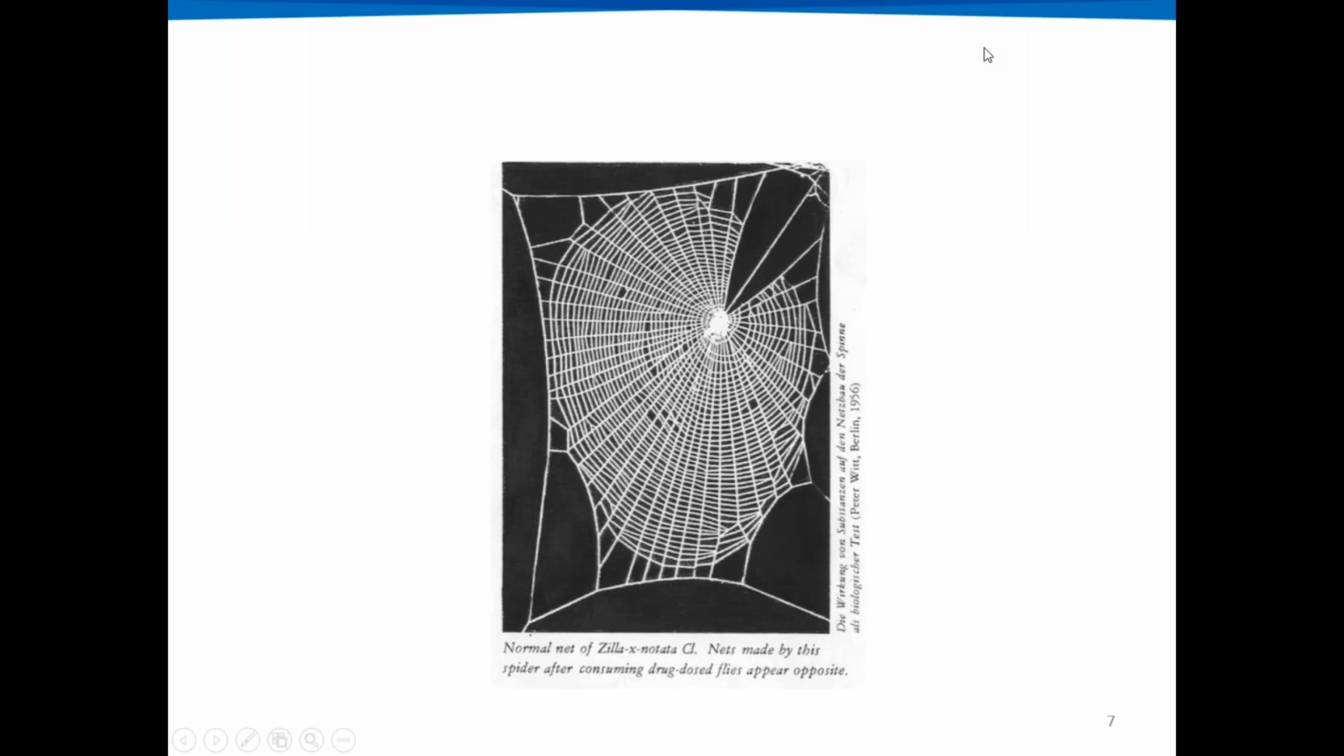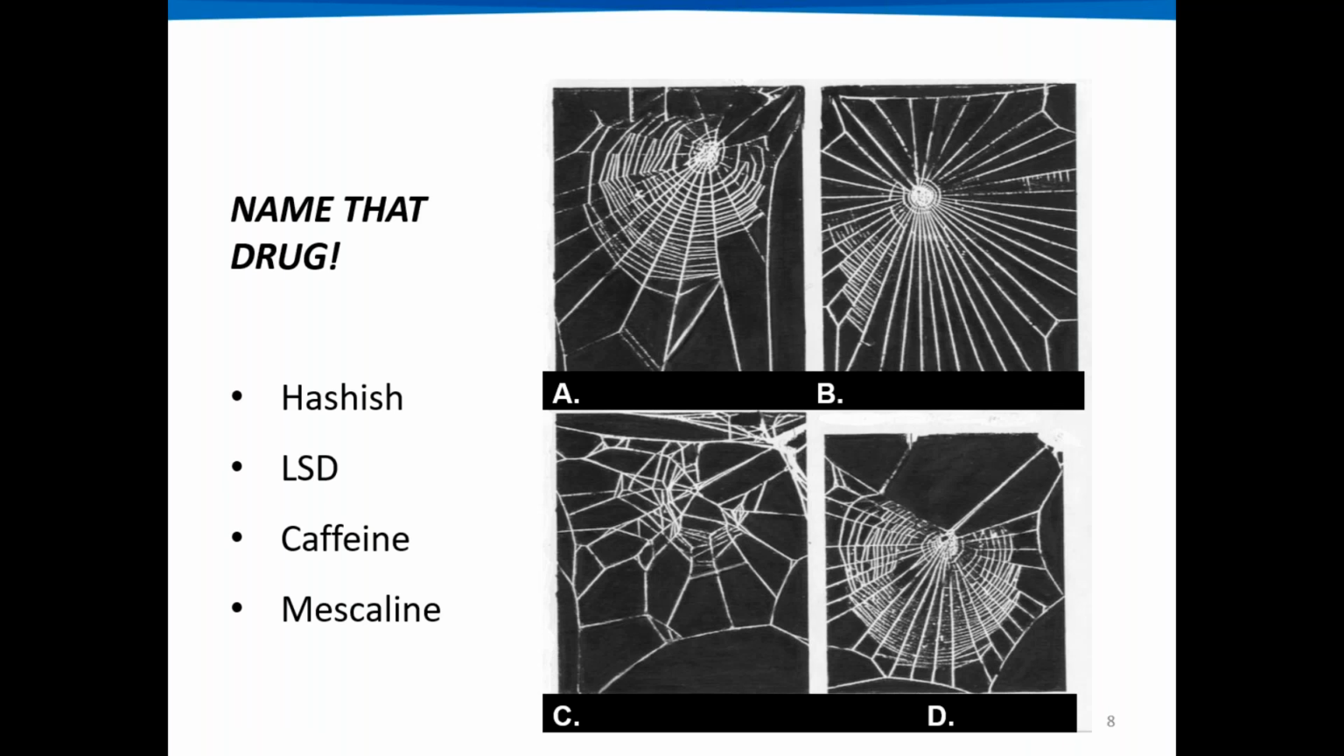Thanks, Vanessa. Here's something you probably didn't expect to see next. It's an example of a typical spider web spun by a spider that was used in an experiment by a German researcher named Dr. Witt in the 1950s. Dr. Witt gave flies different kinds of drugs, and then he fed those flies to spiders. He wanted to see how consuming these drugs changed the spider's ability to spin webs.